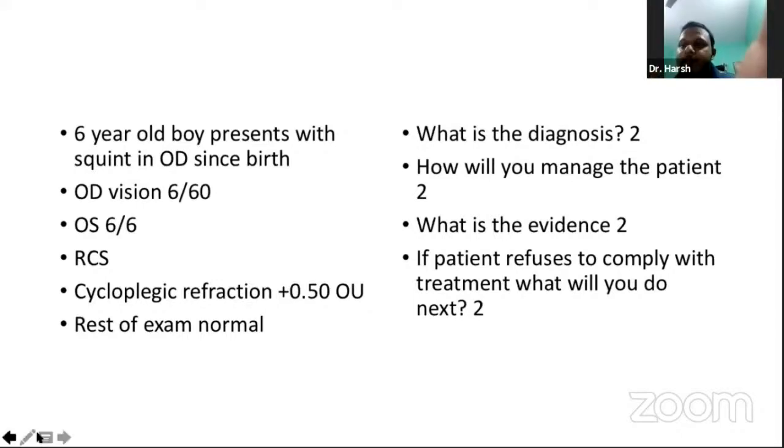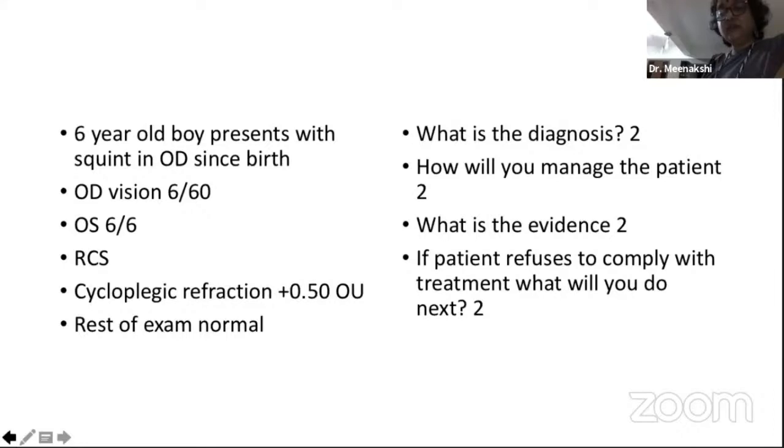Then we can use a spectacle with a patch, or an occluder, Doyne's occluder, or we can do atropine penalization. Lovely. You can do a penalization. And so I'd ask you another question. What is the evidence for your plan?